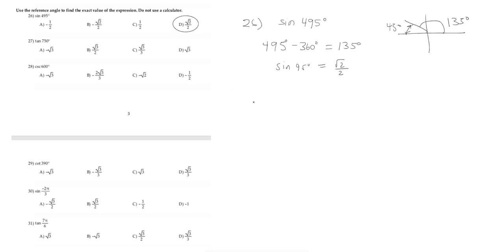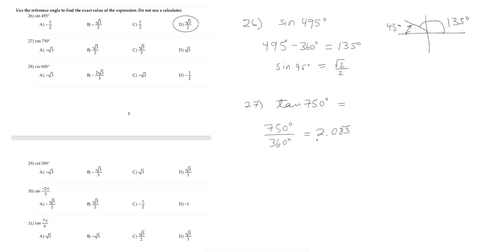Okay, let's move into 27. 27 is tangent 750 degrees. Well, 750 is a little bit big, so I recommend doing the division. You divide 750 by 360. Yes, 2 point something. 2.083 repeated.